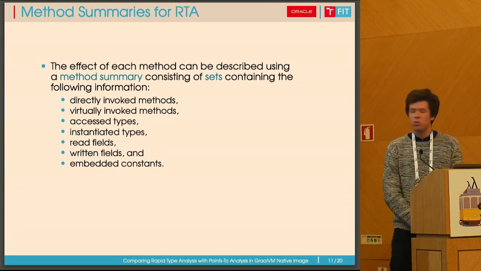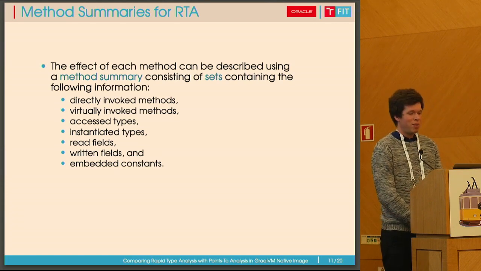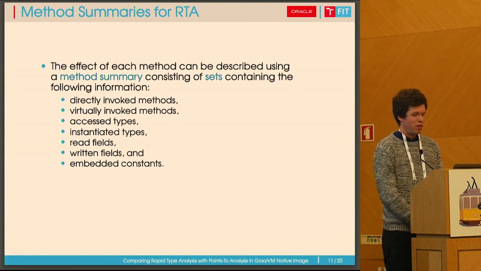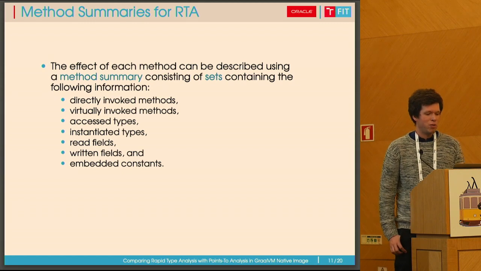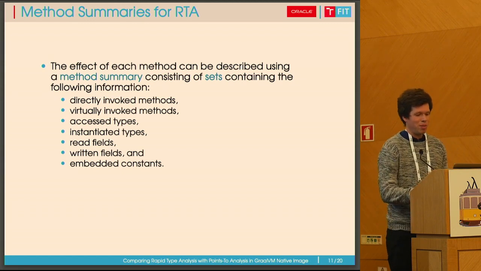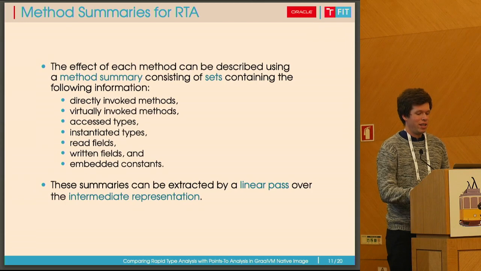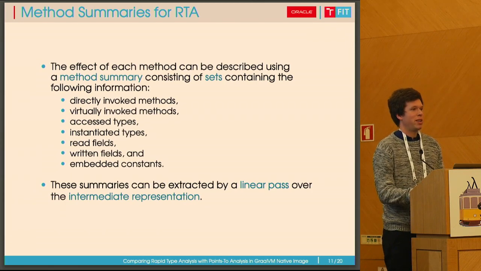Let me now proceed to the summaries. These summaries are rather straightforward. They consider the following information, from which I would like to highlight, for example, directly invoked methods, virtually invoked methods, and instantiated types. And they can be easily extracted by a linear pass over the intermediate representation.